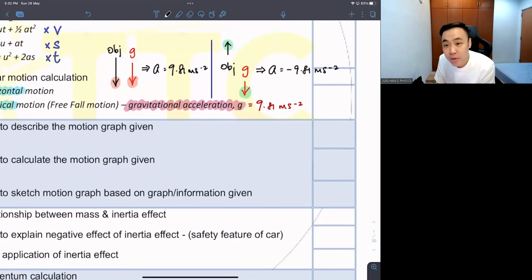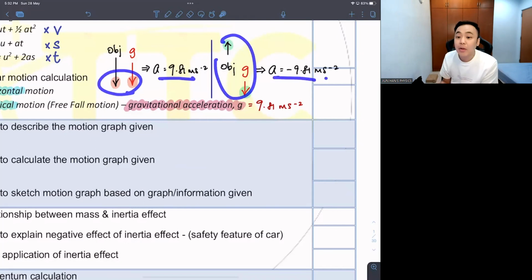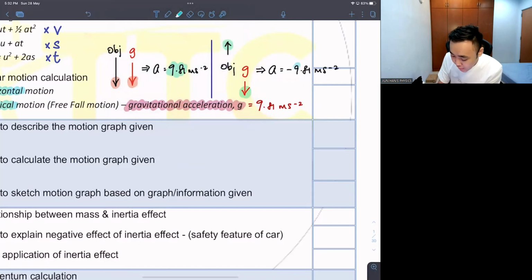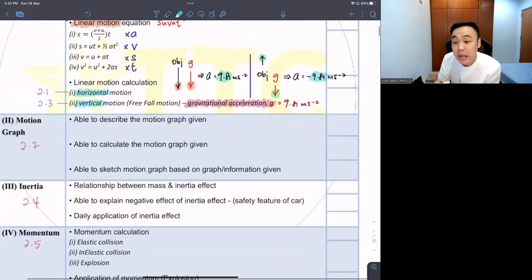You have to see your directions. Where are you going? Are you going same as gravity? Accelerate. Opposite of gravity? Decelerate. But no matter what, right? Pay attention to the number. They are always 9.81. You just have to decide yourself whether it is accelerate or whether it is decelerate. That one follows directions. Understand?